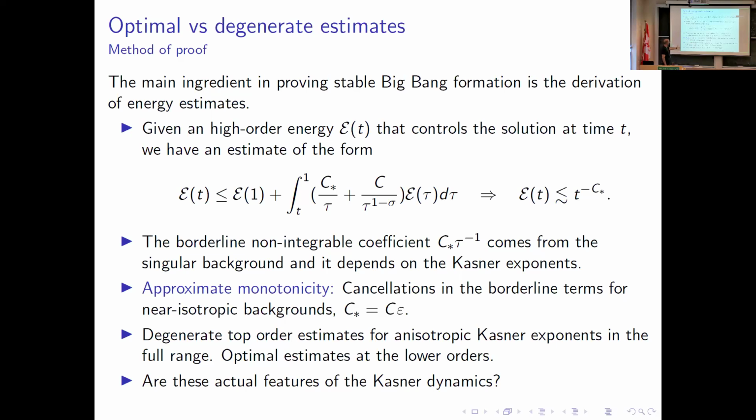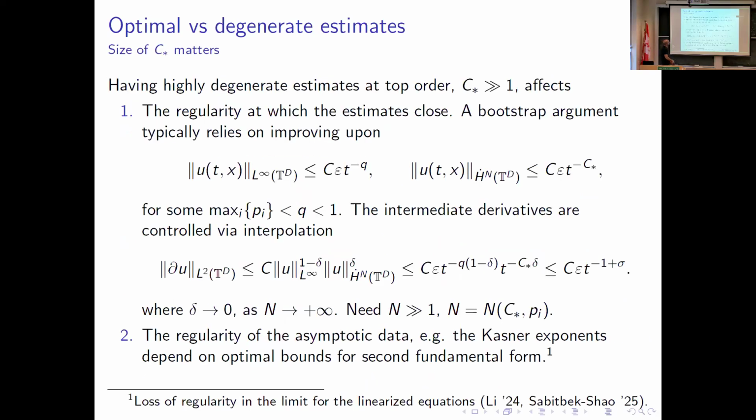And the main question of interest here is whether this is an actual phenomenon of the dynamics, or is it just that you cannot do the estimates in a better way? And why do we care about it? It's a little bit secondary, but I would like to describe it here. Let's say we don't care about approximate monotonicity and we can live with degenerate estimates. What does this imply?